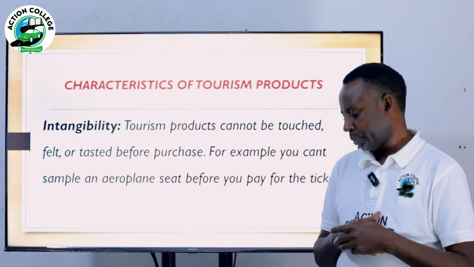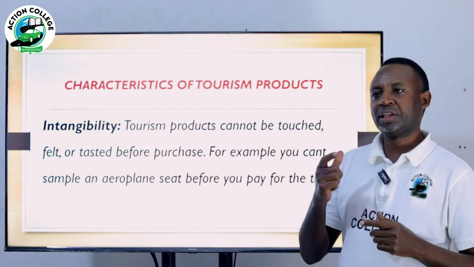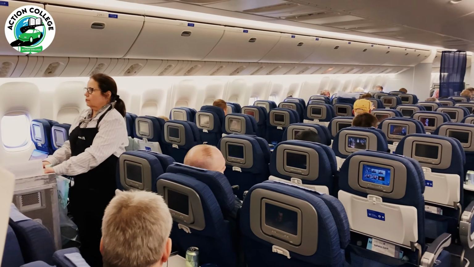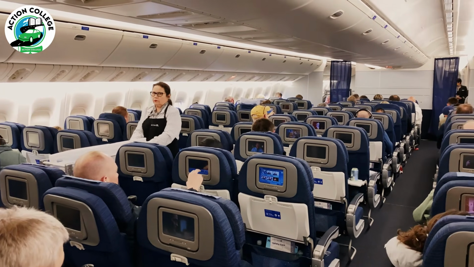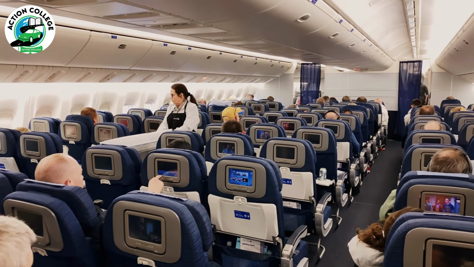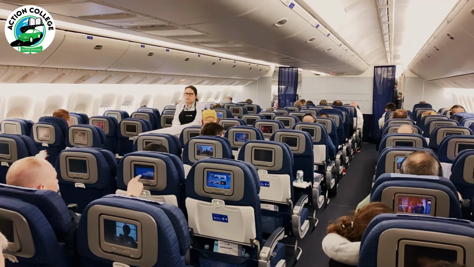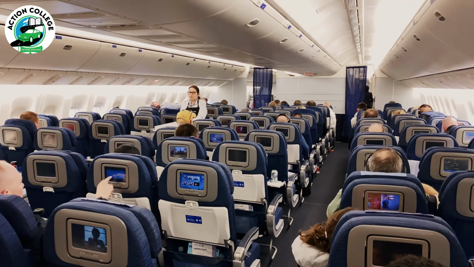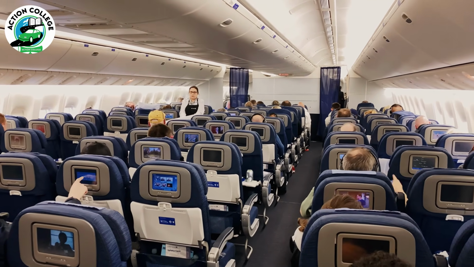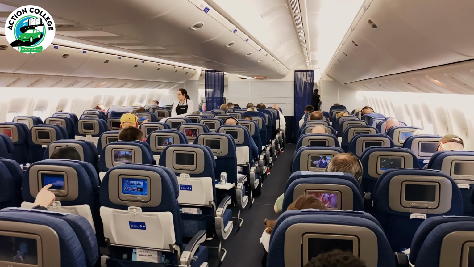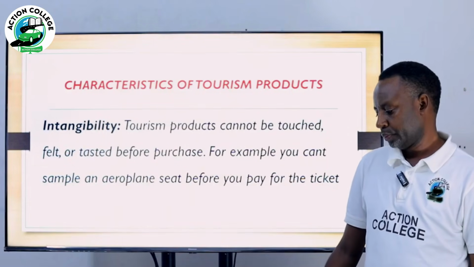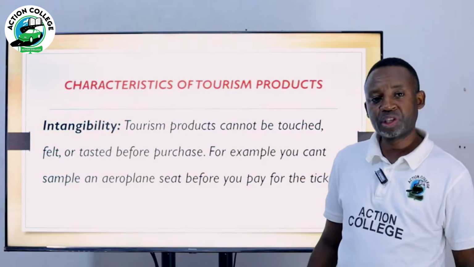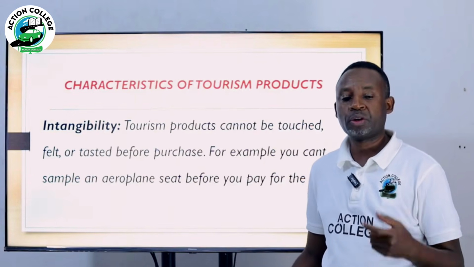We want to take an example. If you wanted to go to, for example, Canada, and you want to take a plane, you would not go and first sit in a plane and see if the seat is very comfortable, then you can pay. No, you pay for your ticket before you even look at the plane, even before the time for traveling comes. So here we're saying tourism products are intangible. They are not touchable.